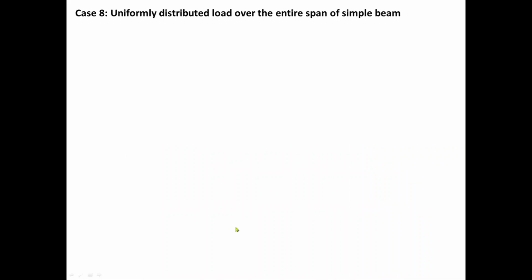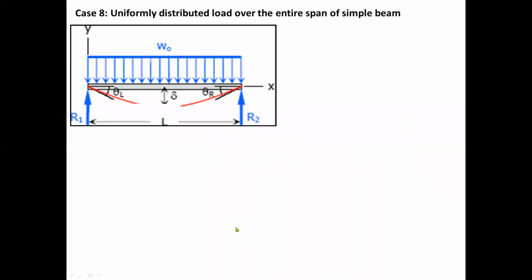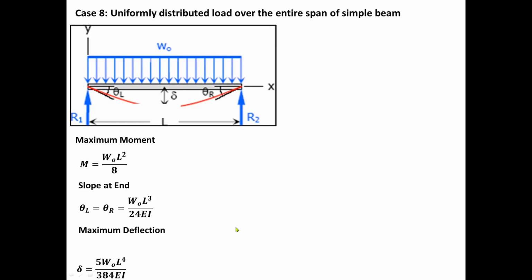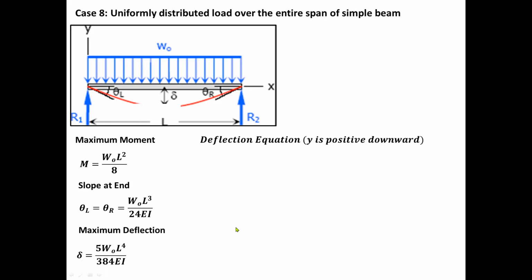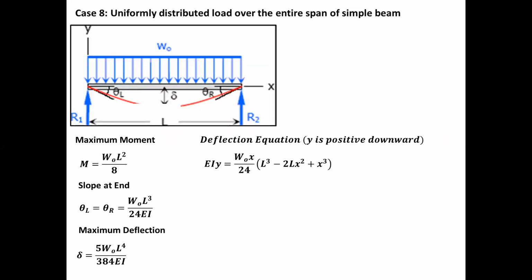Case 8, uniformly distributed load over the entire span of simple beam. Kanina yan yung isa sa mga dinerive natin ng formula ng deflection. 5WL to the 4 over 384 EI, yan ang formula ng deflection dyan na maximum. Maximum moment, WL square over 8. Slope at N. Okay, and the maximum deflection, yan yung na-derive natin kanina. And even with the slope, na-derive din natin kanina. Deflection equation Y is positive downward. So, we already have 8 cases. We still have 4 more cases.